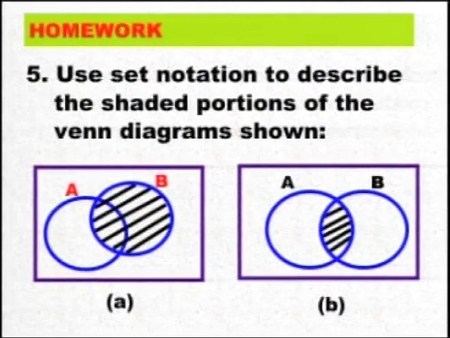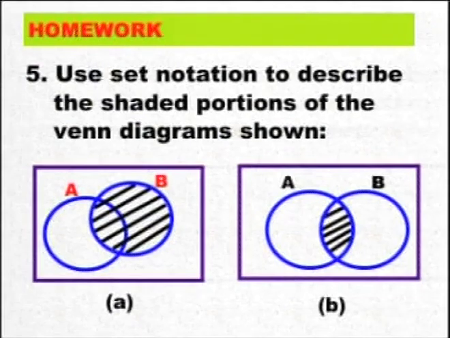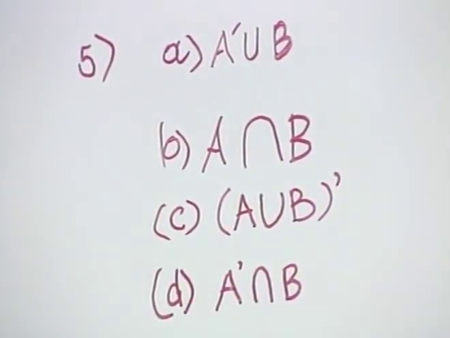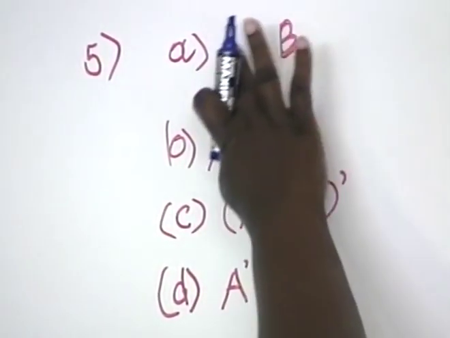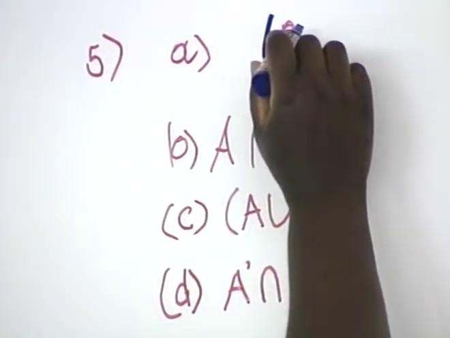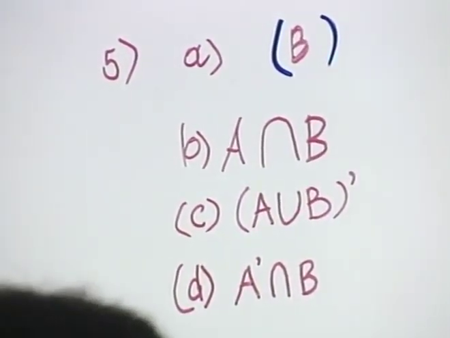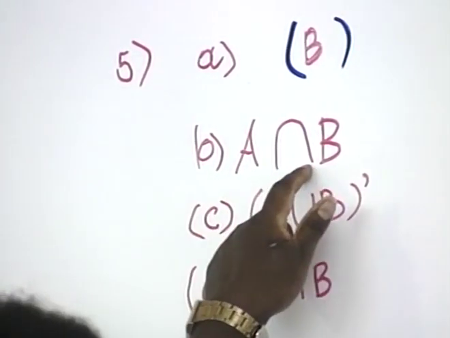All right, on the board we have the complement of A union B. You're supposed to describe the shaded portion. Is this correct? So what should it be? Just B. Just like that. Okay, next one. B, A intersection B is correct.